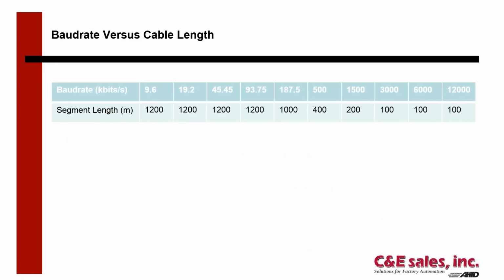The thing you have to keep in mind is that you have to determine what's important. Can you run a shorter cable? If you can, then you can communicate much faster. If you're limited and you say, hey, my devices are scattered out everywhere, then you're going to have to slow the baud rate down.